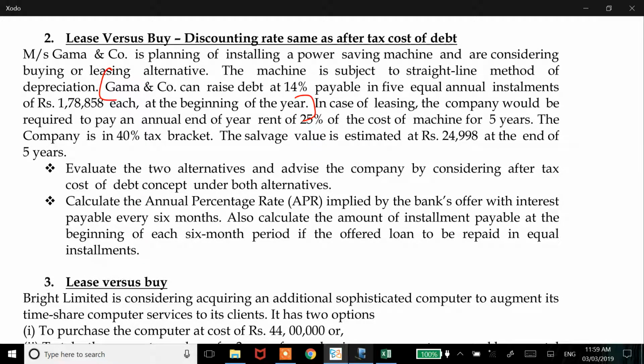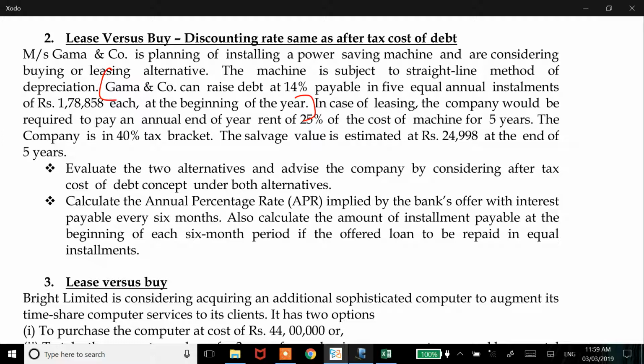In this case, they are saying calculate the annual percentage rate implied by the bank's offer with interest payable every 6 months. If interest is payable every 6 months, it's 14% for a year, 7% for 6 months, and when you pay 7% every 6 months, it will not again go back to 14%. Annual percentage rate is equal to 1 plus r the whole power n, minus 1.